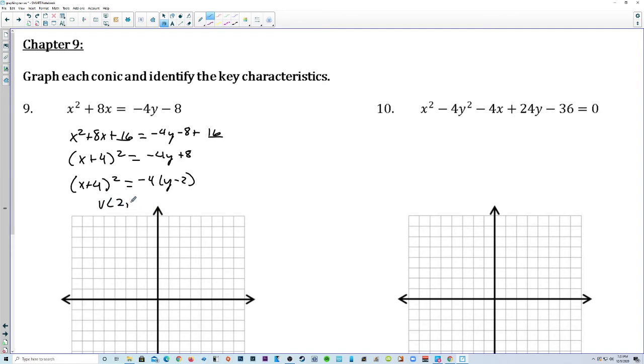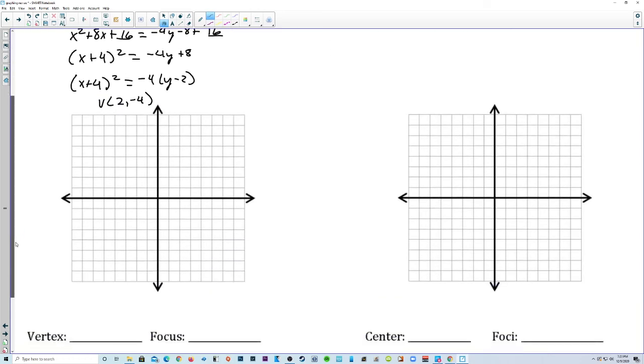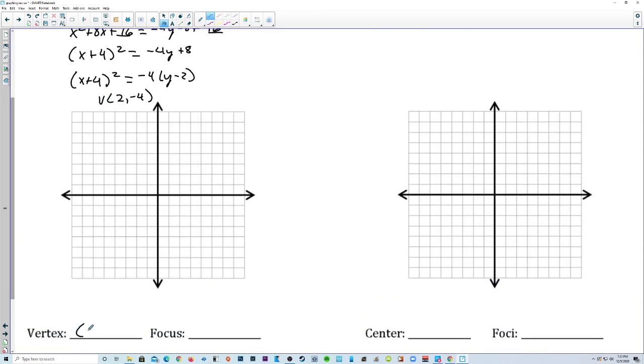So the vertex is 2, negative 4. I think they're asking this down here. Here we go. 2, negative 4. 1, 2, 3, 4 right there. And then the focus is going to be 1 down because x is being squared. So 1 down here, and we have our directrix right there.